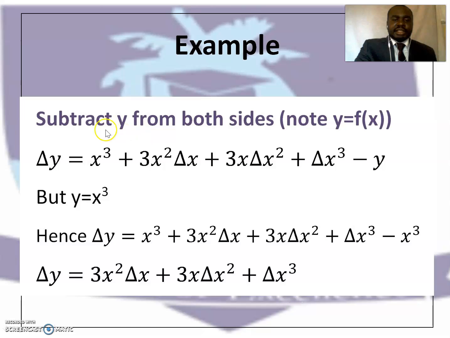Our next step says subtract y from both sides, remembering that y is equal to f of x. So subtracting y from y plus change in y and subtracting y from this side, we are going to get this minus y. But if y is equal to x cubed, then we change the y here to x cubed, giving us this function here. When we have plus x cubed here minus x cubed, both of them will cancel out, leaving us with 3x squared change in x plus 3x change in x squared plus change in x cubed.